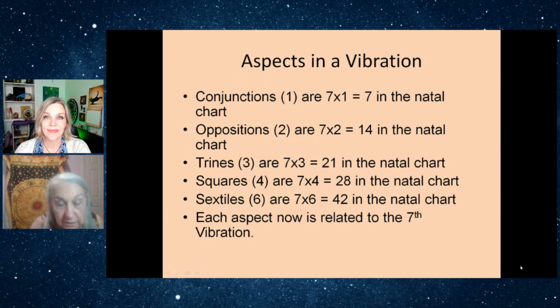The trines are 3. So the trine is 7 times 3, it's 21. These are the first 3 members of the 7 family: 7, 14, 21. In the family, you count by 7s. All right, squares are 28 in the natal chart. Sextiles are 42, 7 times 6 in the natal chart. Each aspect now has to be related to the 7th vibration. This is when you're in the family of vibrations that continues to go on forever.